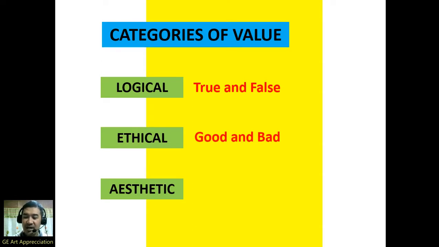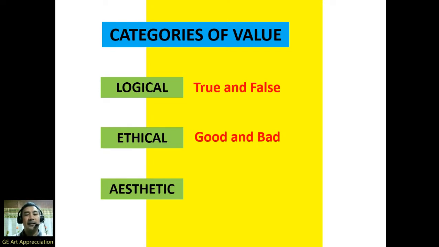Let's proceed to ethical. Ethics is a branch of philosophy which deals with moral principles. So, how are we going to categorize ethics in the value of art? For example, if you see a certain painting, then you can say if the painting is good or if the painting is bad, based on what you see on the painting. So again, ethics deals with moral principles. So on a certain painting, you can actually identify whether this is good or bad.